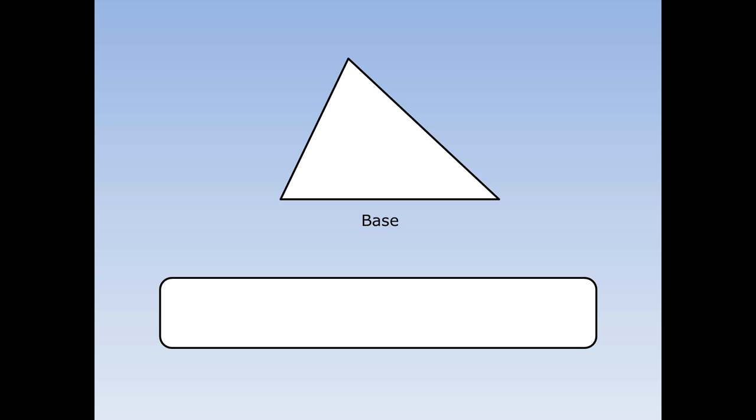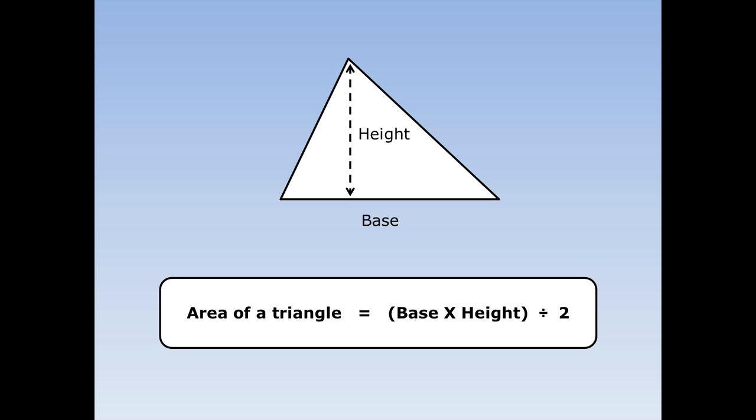The bottom of a triangle is called the base. In this triangle, there are no sides that are at right angles to the base, so we need to use the perpendicular height. This is the height at right angles to the base from the top to the bottom. The area of a triangle is base times perpendicular height divided by 2.